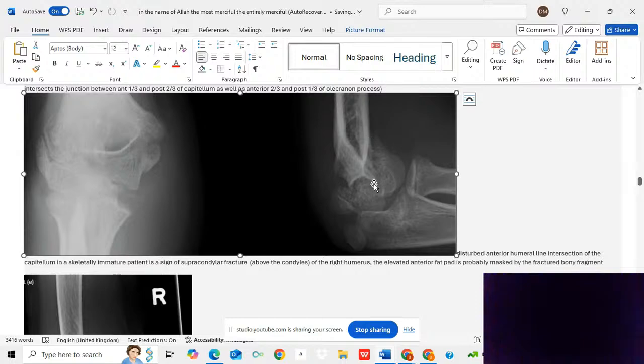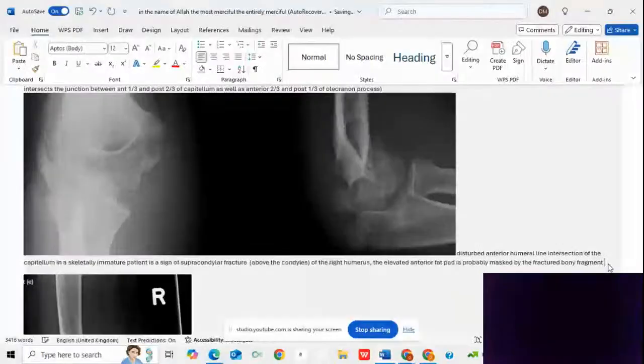Okay, so let's continue with the anterior humeral line. Oh, it intersects the olecranon process normally at the junction between the anterior two third and the posterior one third. So there is no evidence of dislocation here. Okay, so disturbed anterior humeral line intersection of the capitulum in a skeletally mature patient is a sign of supracondylar fracture. Okay, the elevated anterior fat pad is probably masked by the fractured bony fragment, as I've mentioned.